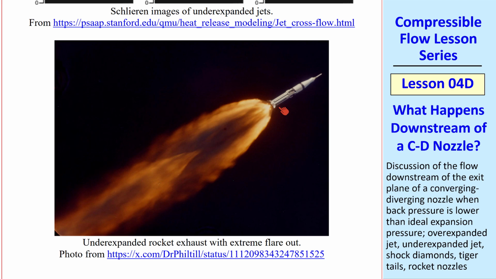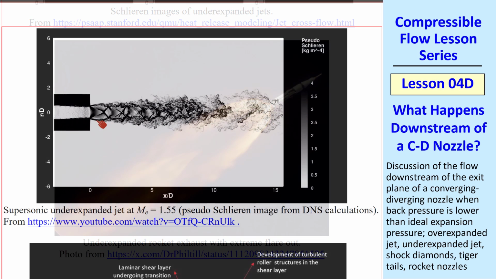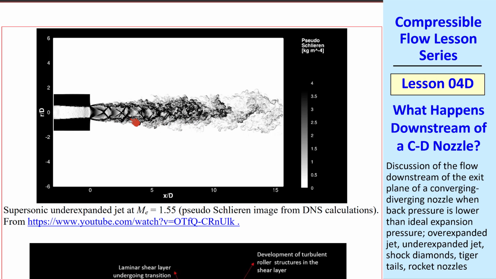And if this rocket has a second stage, this first stage would have to be ejected and the second stage started soon after this picture was taken. Here's some CFD calculations of an underexpanded jet. And then they imitated Schlieren imaging to make it appear like an experiment.